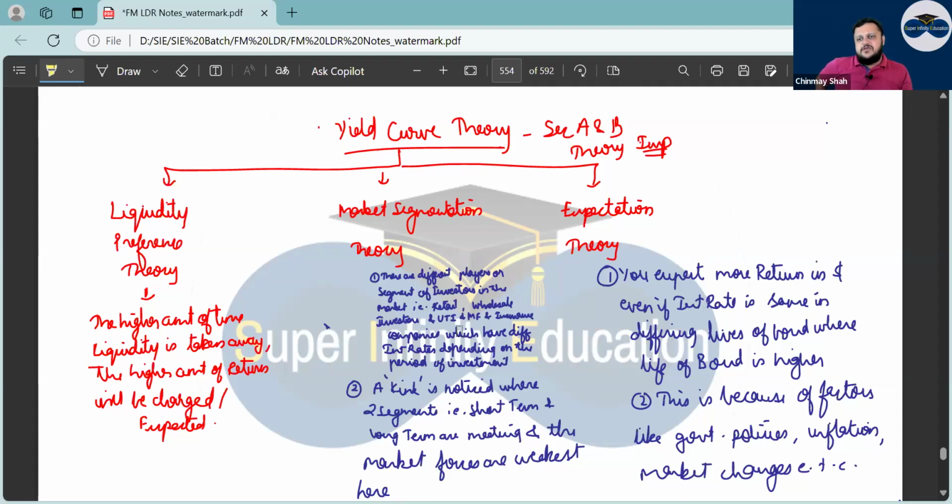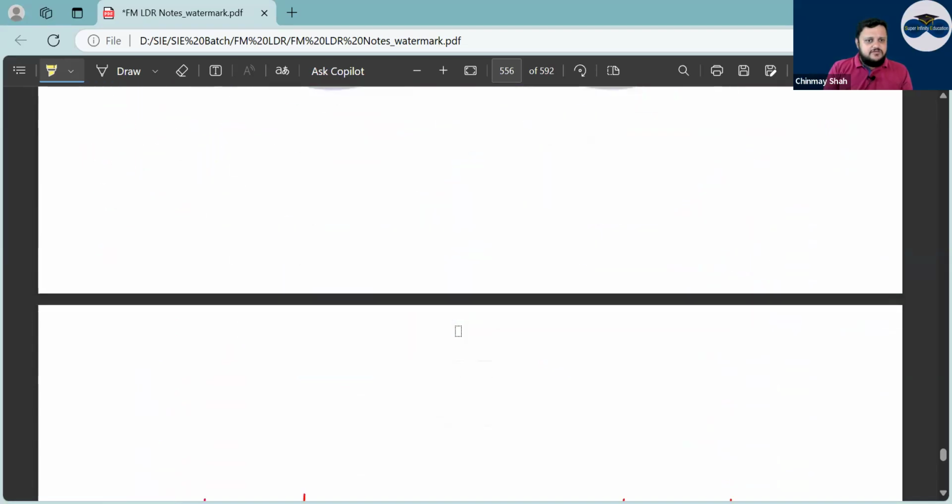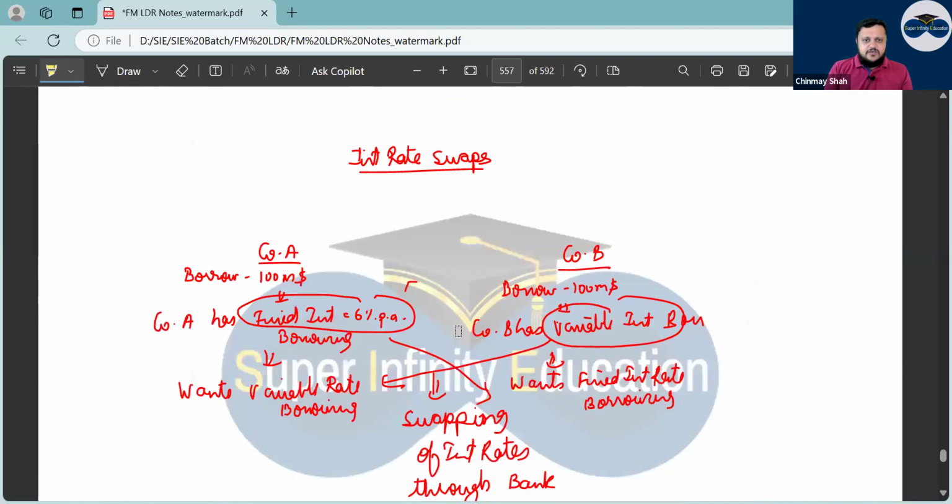Then there is expectation theory. You always expect more returns, in dollars, even if the interest rate is the same in different types of bonds, 1 year bond or 2 year bonds. For 2 year bonds, obviously we want more returns, because money is taken up for more time. Then yield curve theory.